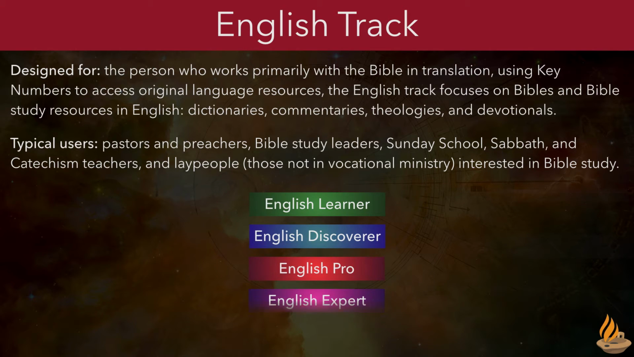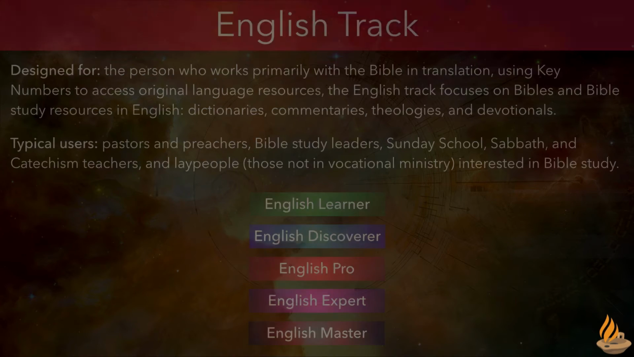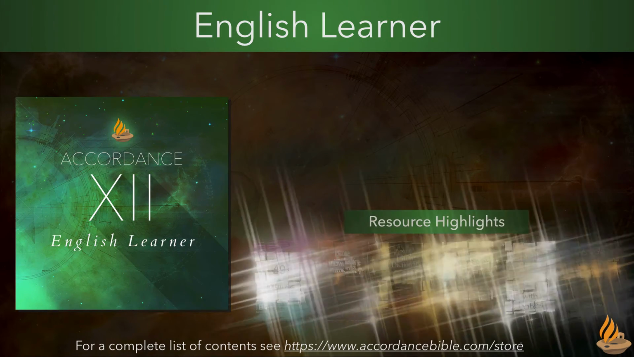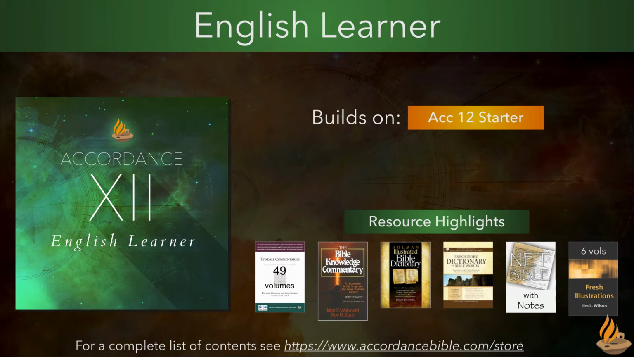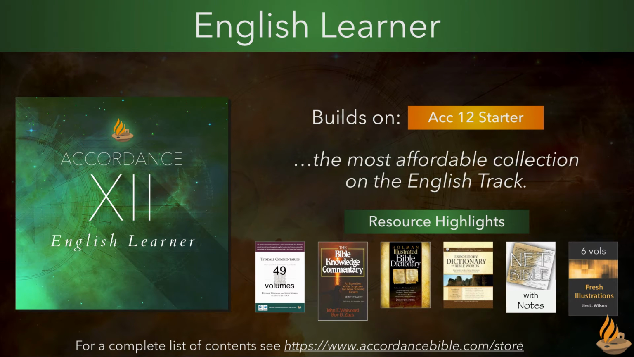The English track's 5 levels are Learner, Discoverer, Pro, Expert, and Master. Here's a quick look at each of them. Building on the starter collection, the English Learner is the most affordable collection on the English track. At a price of only $1.99, this collection includes over $950 worth of individual resources.